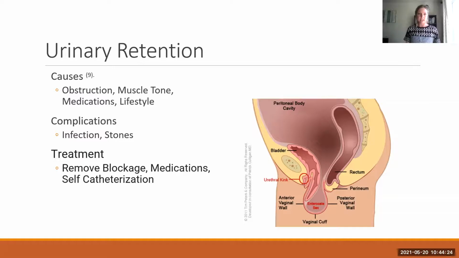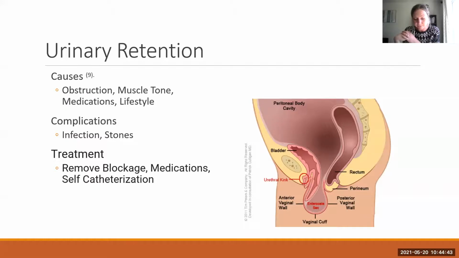Okay, so next, treatment. What do we do about urinary retention? How do we treat it? How do we diagnose it? Urodynamics. That's where they're looking at the bladder squeezing, that type of thing. That's what a urologist does. That's how they diagnose exactly what's going on.